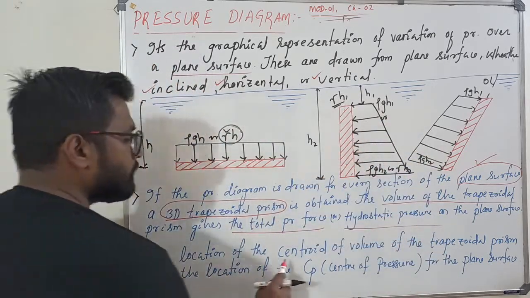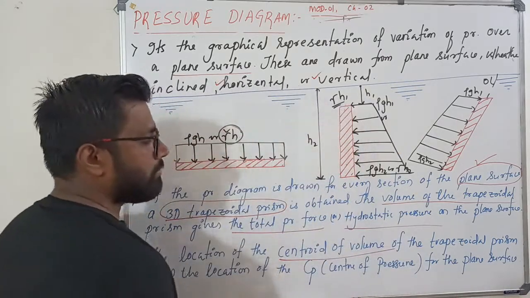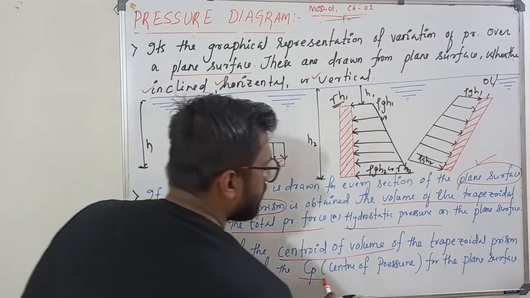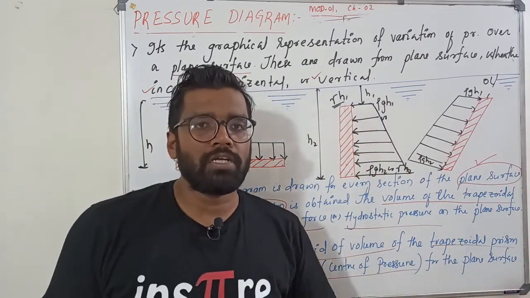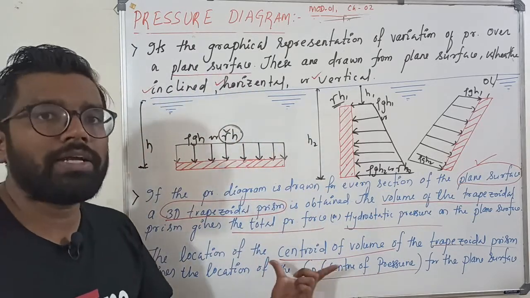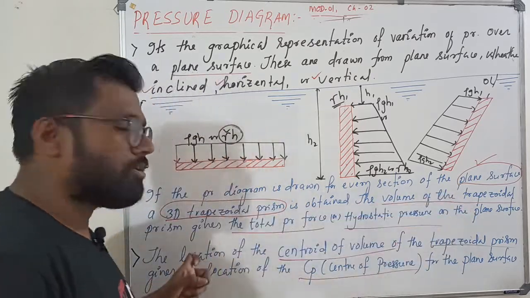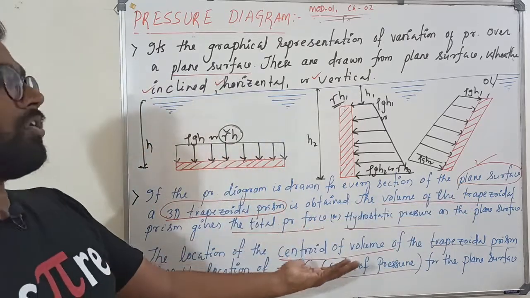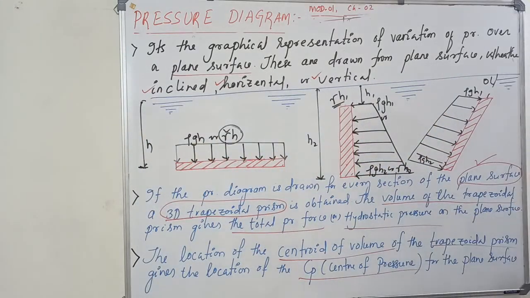And the centroid of the volume of the trapezoidal prism will give you what? The center of pressure. We need the total pressure force and we need the center of pressure. The total pressure force or hydrostatic pressure is nothing but the volume of the trapezoidal prism, and the centroid of the volume will give you the center of pressure. Pause the video and note it down.